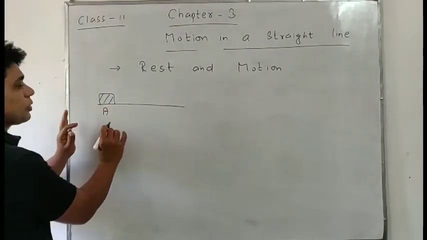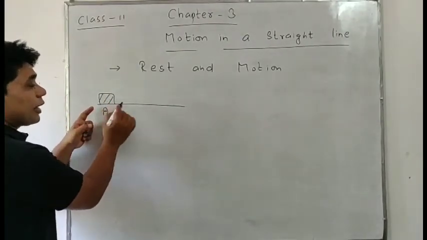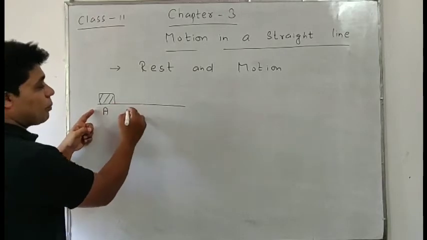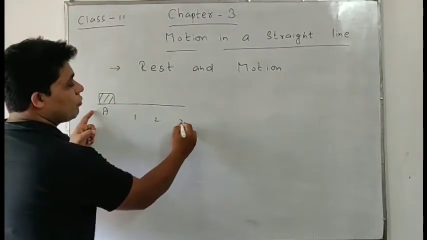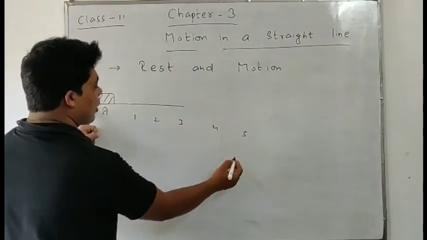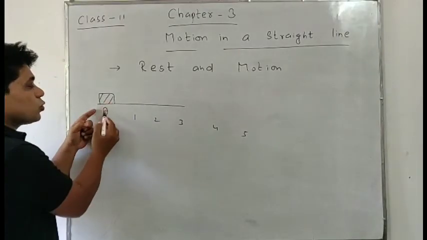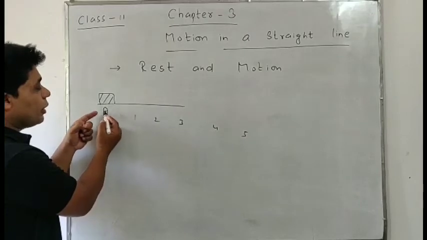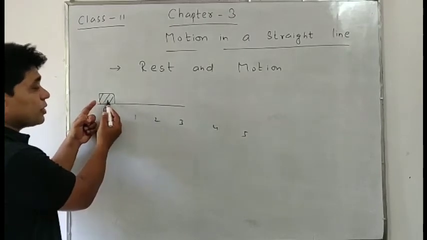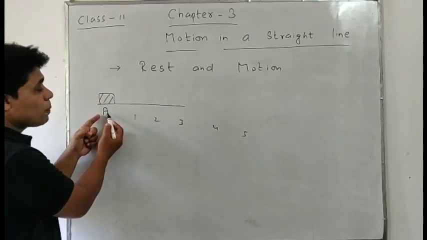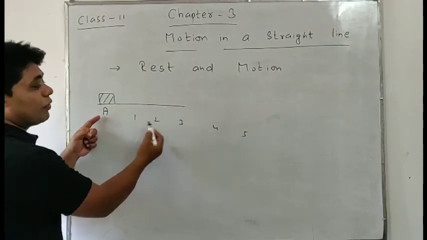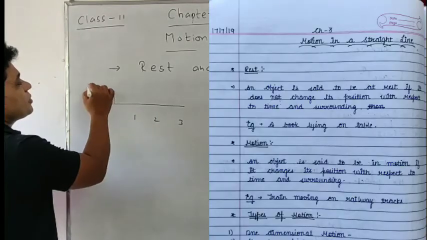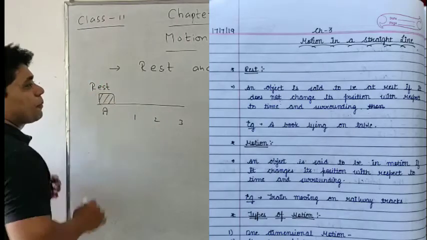Suppose this is an object, and time is going like 1 second, 2 second. This object cannot change its position with respect to time, 1 second, 2 second, 3 second, 4 second, 5 second. So suppose A is the reference point, the surrounding point, the initial point, and the object cannot change its position with respect to point A with respect to time. So the object is said to be in the state of rest.